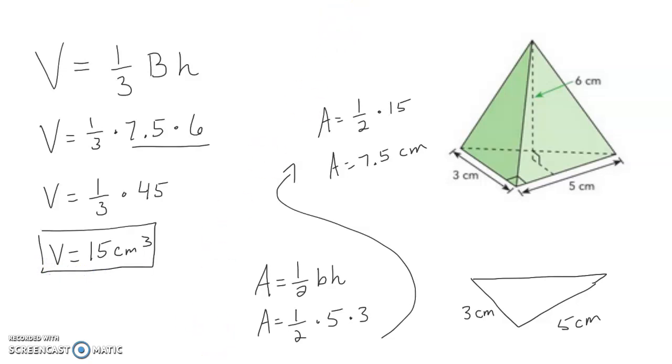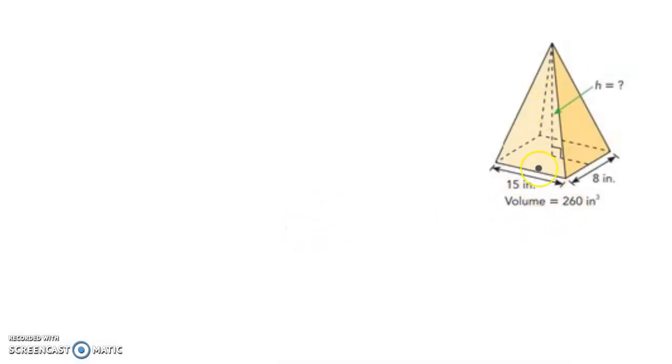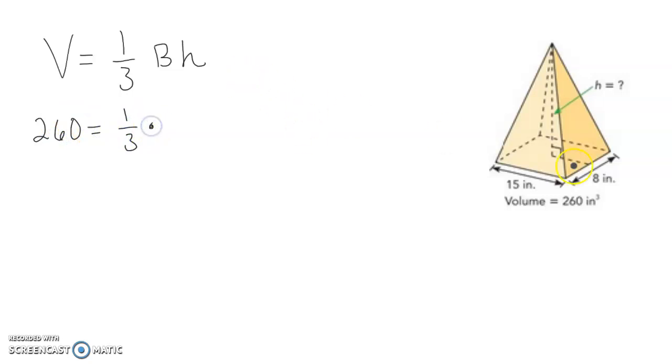Let's do another one. For this one, we have again a rectangular pyramid. The formula again is volume equals 1/3 times the area of the base times the height. But notice here that I don't know what the height is, but I do know the volume in this case. So let's fill in the things that we know. The volume is 260, equal to 1/3 times the area of the base.